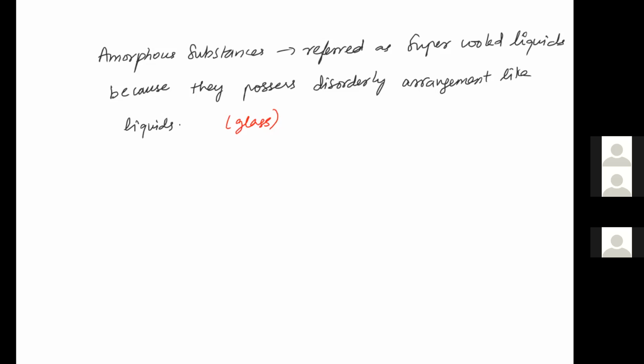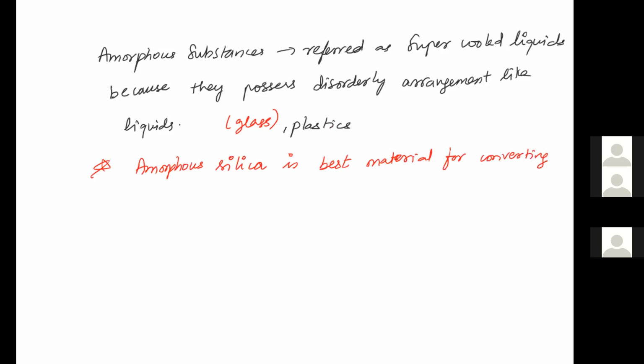So what are the uses of these amorphous solids? As I said, examples are glass and different plastics, and they are used in different things. Amorphous solids have so many uses: constructions, housewares, laboratory equipment, everything is made of glass and plastic, right? Amorphous silica is the best material for converting sunlight into electricity. It's an interesting fact. I don't need to talk about the uses of crystalline substances because we know the uses of diamond, sodium chloride, everything.